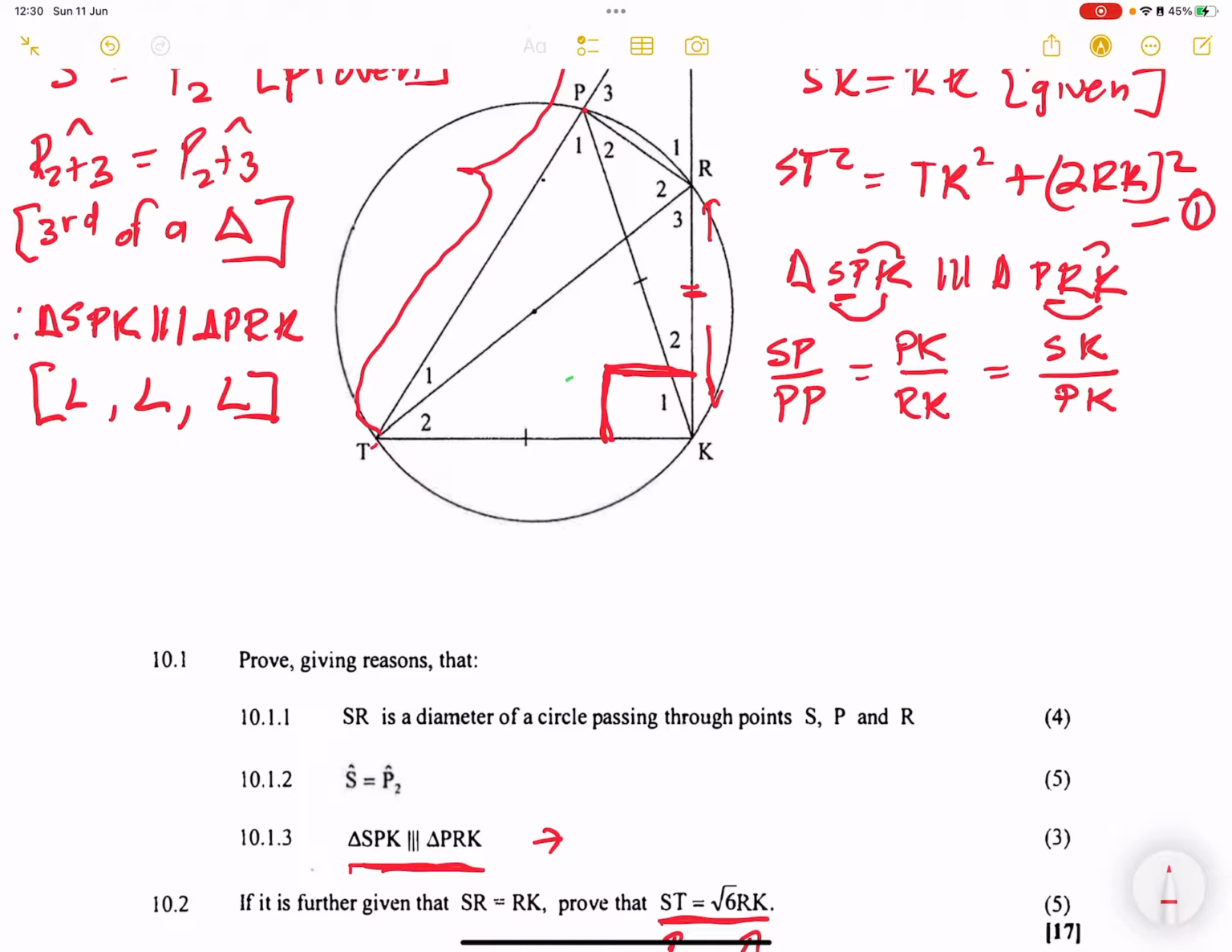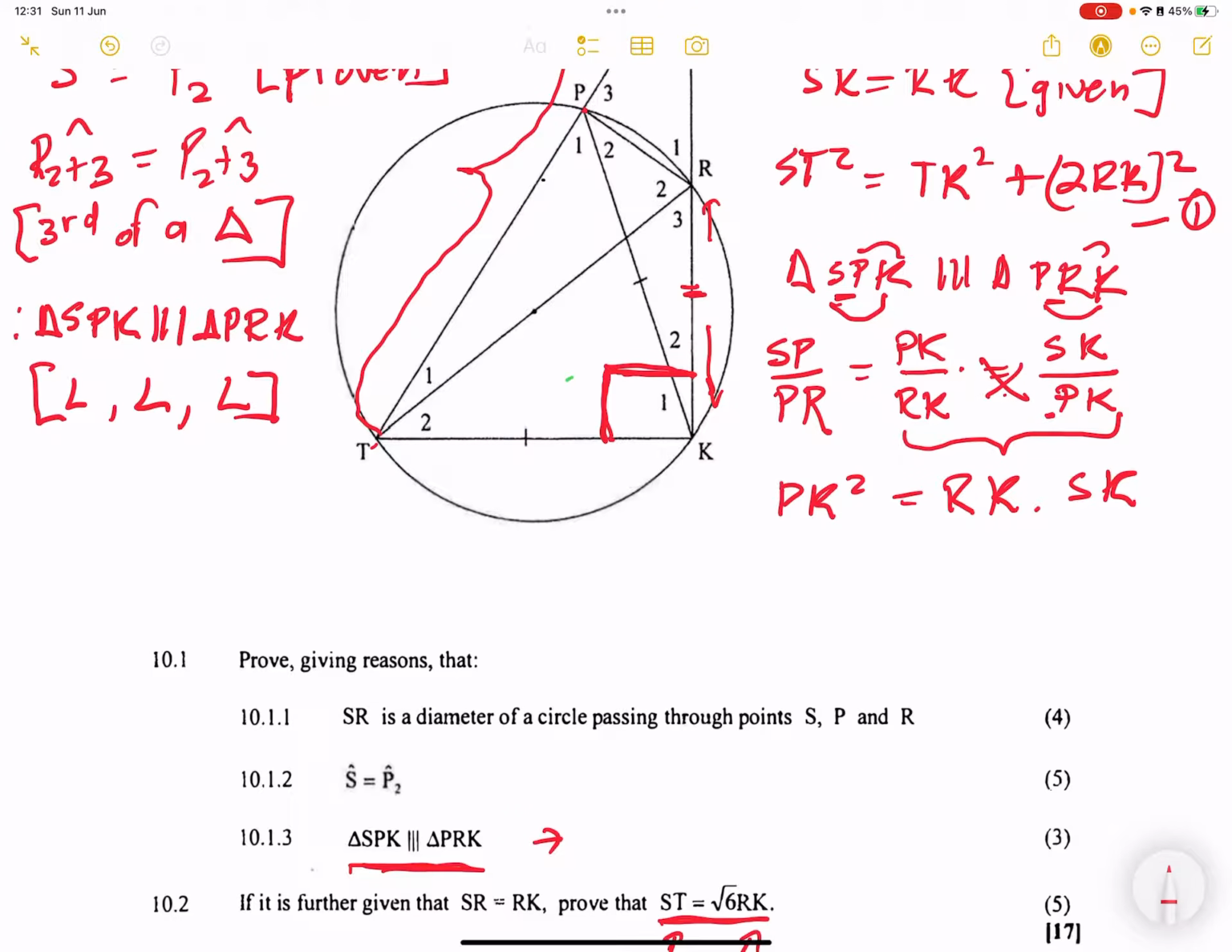So that's SP over PR, right? Now, in this case, remember, what we're trying to drive towards is getting an expression for TK. So I want you to note, I've got this guy over here, and that's because I'm seeing SK and RK there. So I've got PK squared. I'm going to cross multiply there. So PK times PK will be equal to RK times SK.